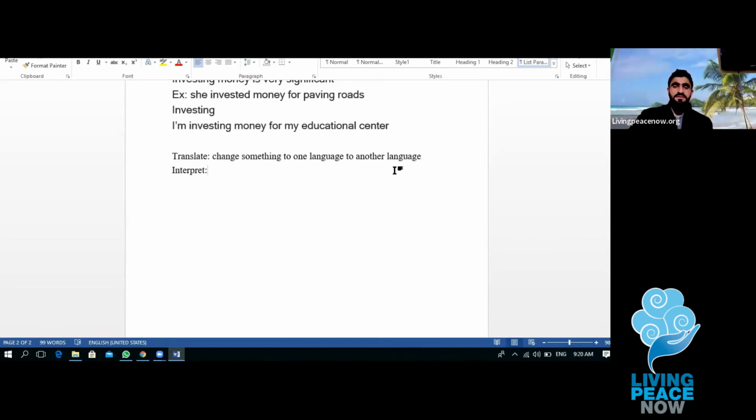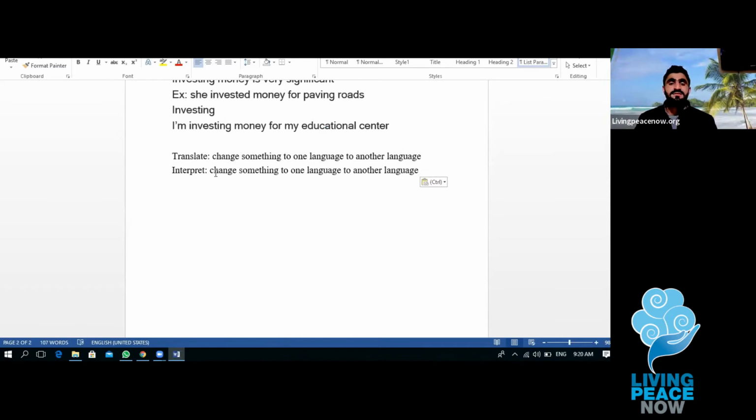Interpret also has a similar meaning. What's the difference between translate and interpret? The difference is that translate means changing a text from one language to another language.